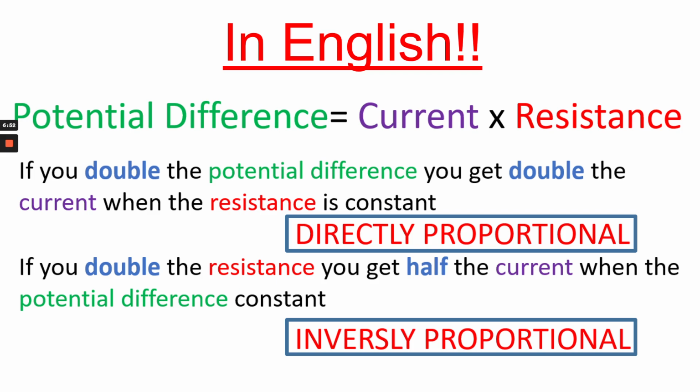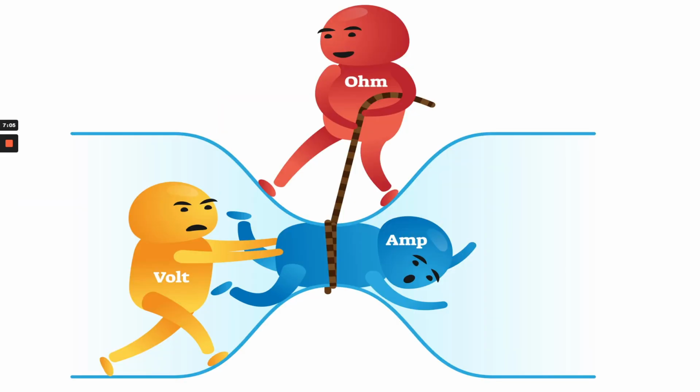Ohm's law says in English, if you double the potential difference, you will get double the current, directly proportional. If you double the resistance, you will get half the current, inversely proportional. So this diagram illustrates that the potential difference, the volt, is trying to make the current flow, while the resistance, the ohm, is stopping the current flowing.